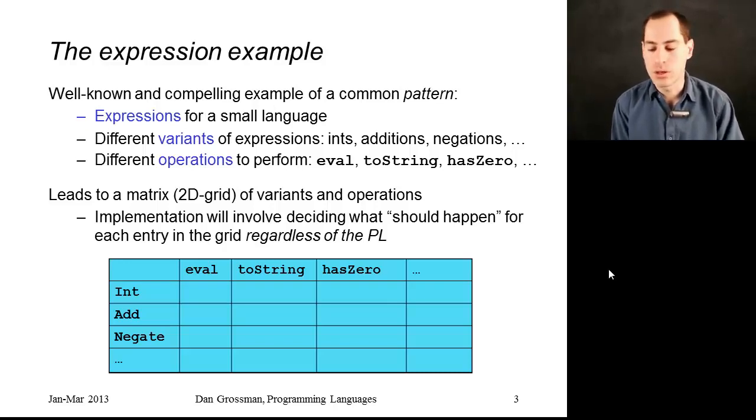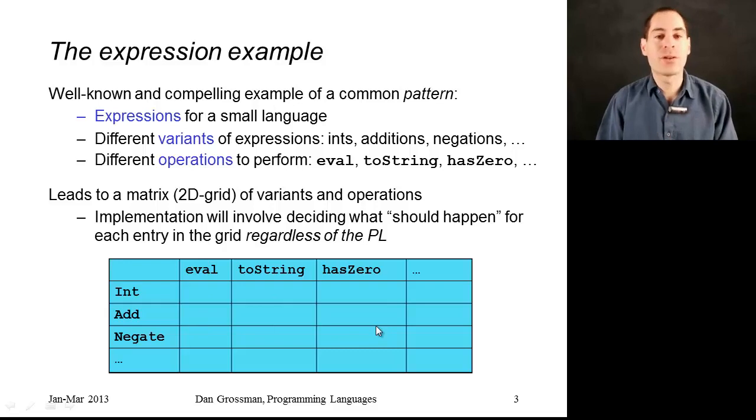So if you think of this in terms of variants and operations, you essentially have a matrix, which is just a two-dimensional grid, where, as I've shown it here, you have one row for each kind of data and one column for each operation. And I would argue that no matter what programming language you are using to implement this software, you have to decide the correct behavior for every square in the grid. How do you convert an integer to a string? How do you evaluate an addition expression? How do you evaluate a has0? And so on. Okay? So you have to fill out the grid, and different programming styles just encourage you to fill out that grid in different ways.